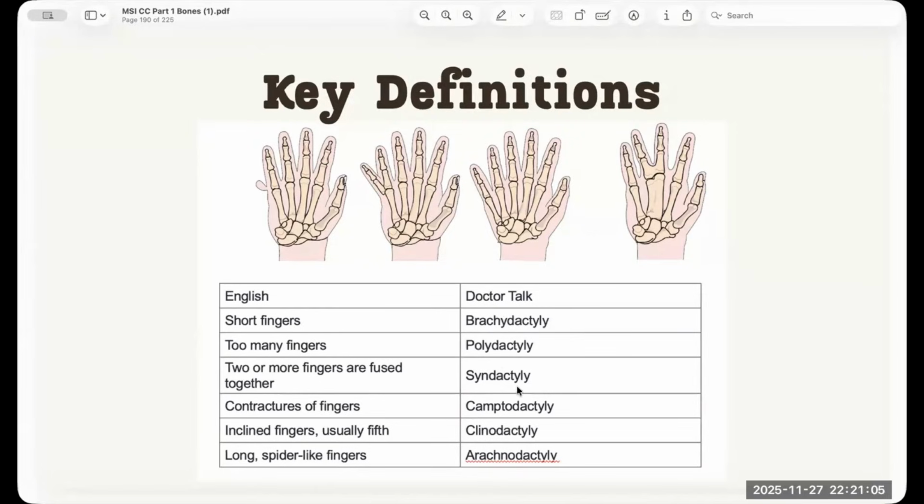Brachydactyly is short fingers. Polydactyly is too many fingers. Syndactyly is two or more fingers that are fused together. Okay, such as this. This is a syndactyly. This is a polydactyly. And I don't think there's a brachydactyly here. Camptodactyly is contractures of fingers. Clinodactyly is inclined fingers, usually a fifth. This is the one, clinodactyly. And arachnodactyly is long spider-like fingers.